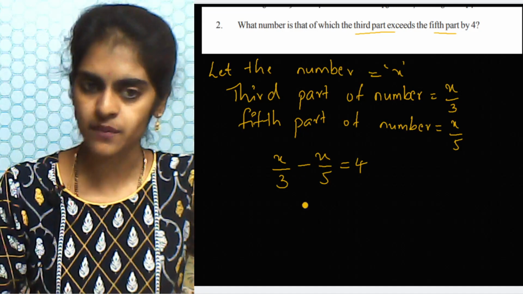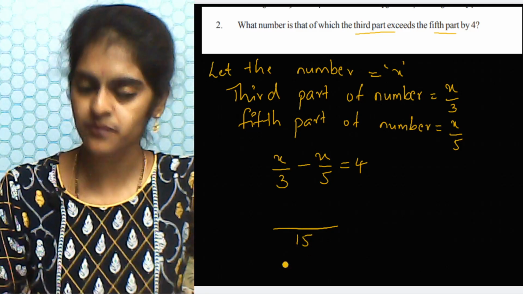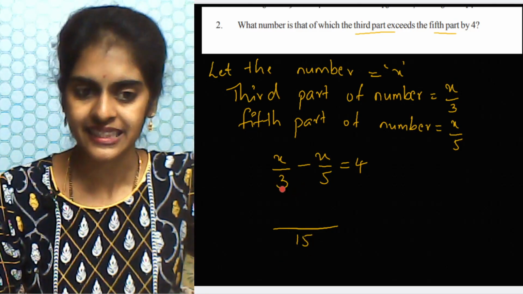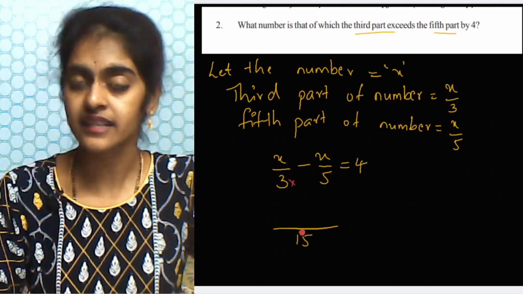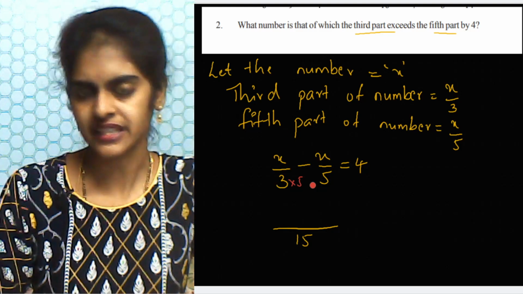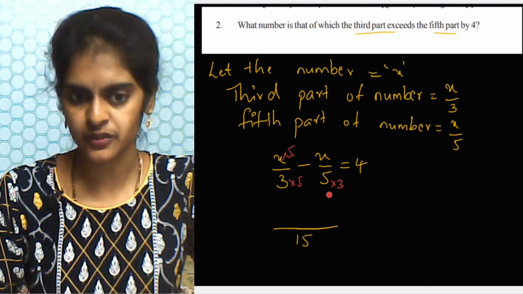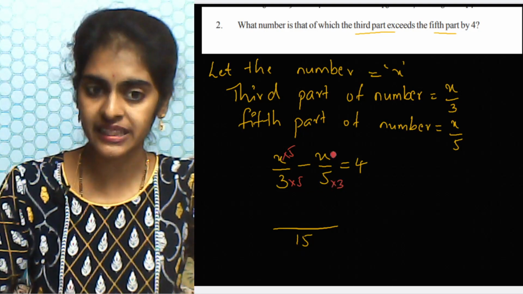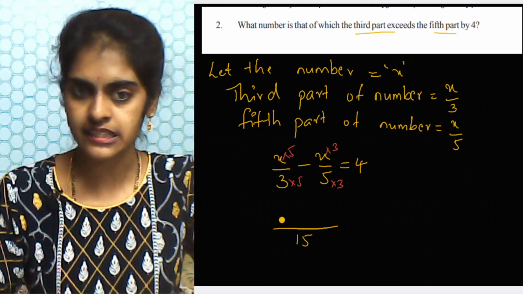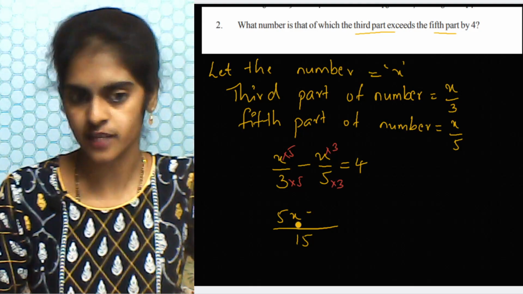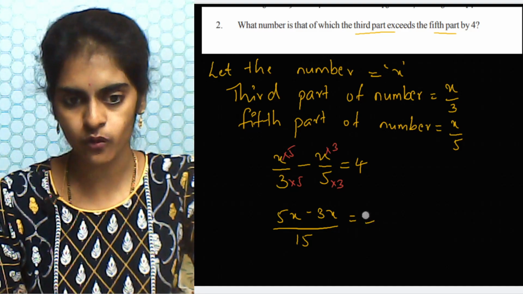So let us take LCM here. We learned how to solve equations of this type. The LCM of 3 and 5 is 15. Here you have 3 and this is 15. So what should you multiply to the denominator 3 so that you get 15? 3 fives are 15, so the numerator also will be multiplied by 5. Here you have 5. 5 threes are 15, so you have to multiply the numerator here by 3. So this is x into 5, which is 5x, minus x into 3, which is 3x, is equal to 4.